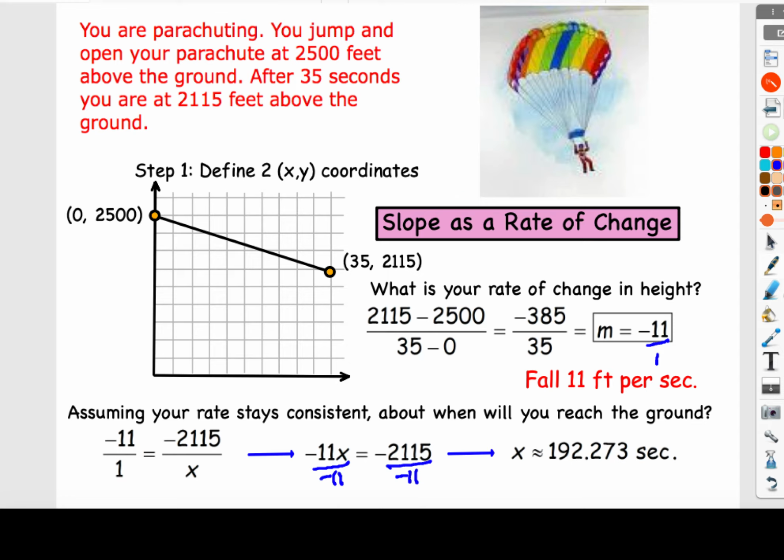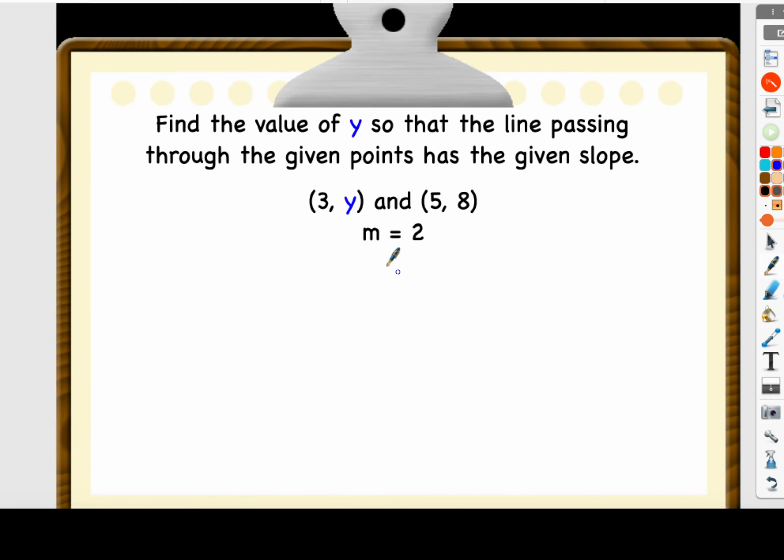Let's do one last example here. What if we know the slope between 2 points, but we're missing one of the coordinates? We want to know when something's going to happen. Find the value of y so that the line passing through the points has a slope of 2. Well, very simply, what I'm going to do is set up my slope formula. I know that m equals y2 minus y1 over x2 minus x1.